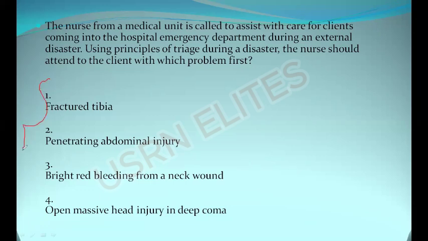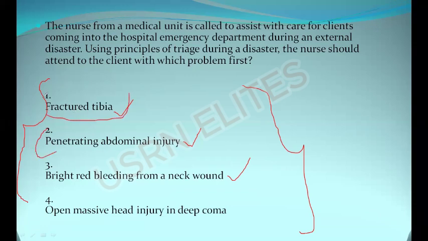Okay, so wait, let us triage these clients. Let us rule some of them out. Someone with fractured tibia, I think it can easily be ruled out. Someone with a penetrating abdominal injury, that also seems, this one has multiple organs there. And someone with bright red bleeding from a neck wound. This one. Okay, so wait, let me ask you between even these two. But this one, let's rule it out. I think you all agree.